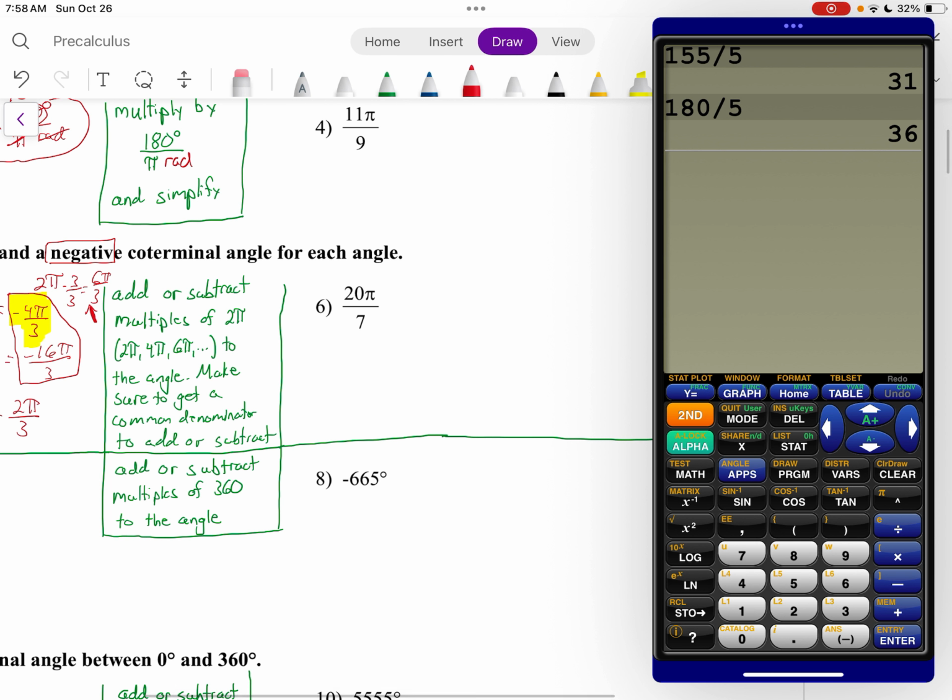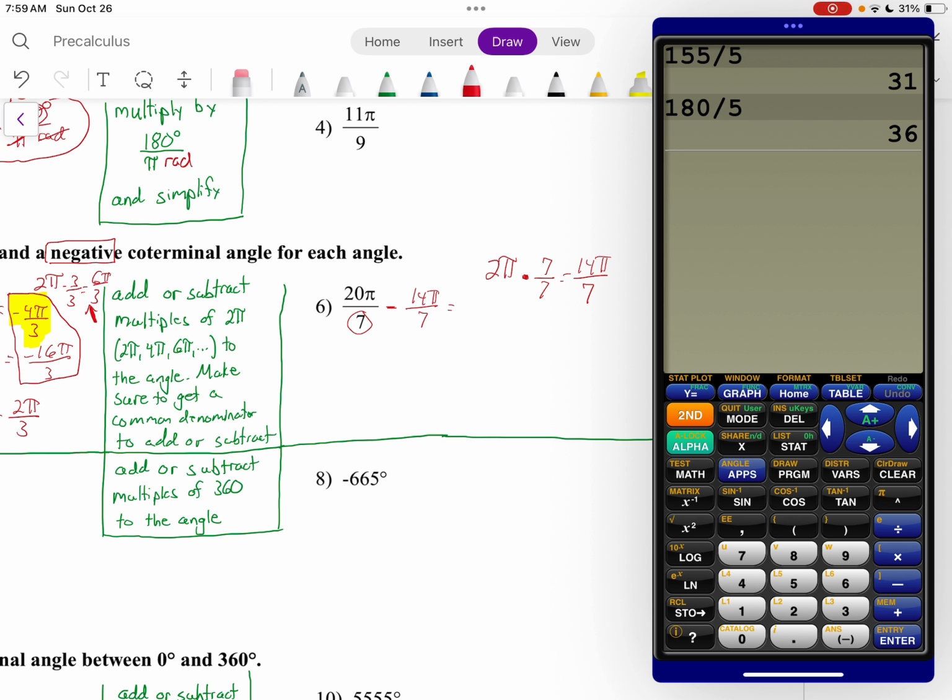Over here for number 6, we want a positive and negative. We're already in the positives, so let's subtract. So we want to subtract 2 pi, or a multiple of 2 pi, but we can think, well, we want that with a denominator of 7, so I can multiply by 7 over 7, and we get 14 pi over 7. And so let's go ahead and subtract 14 pi over 7.